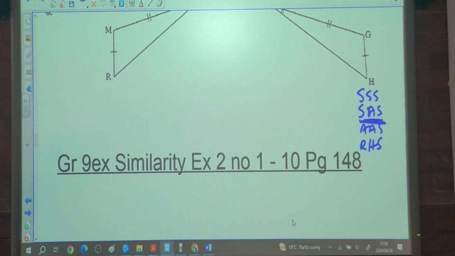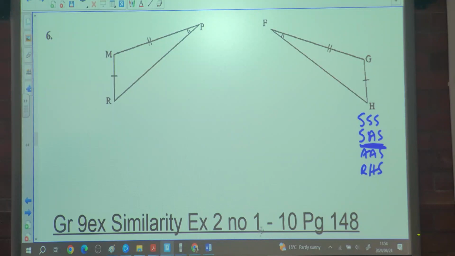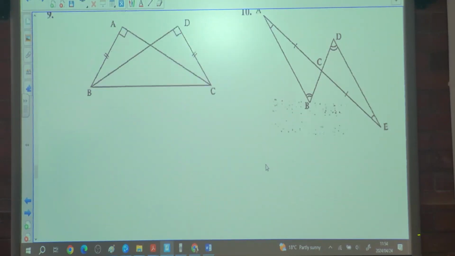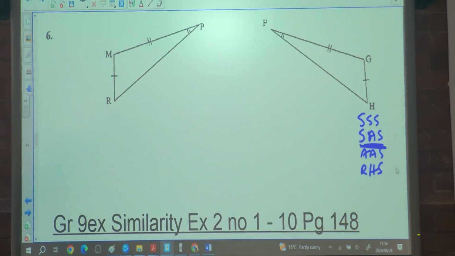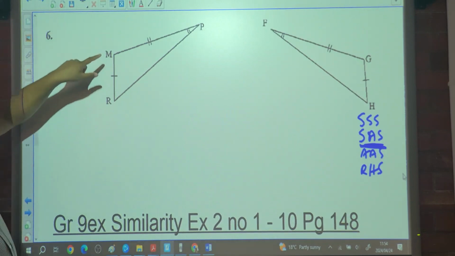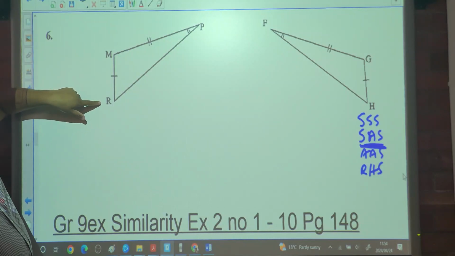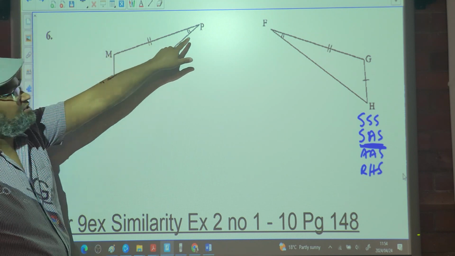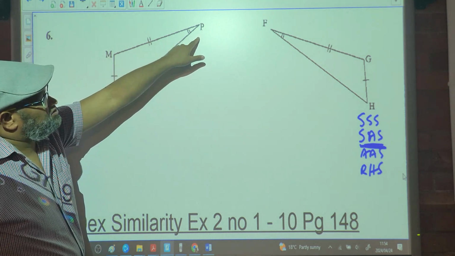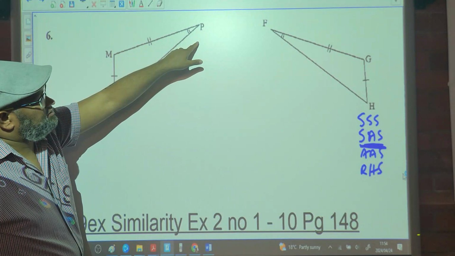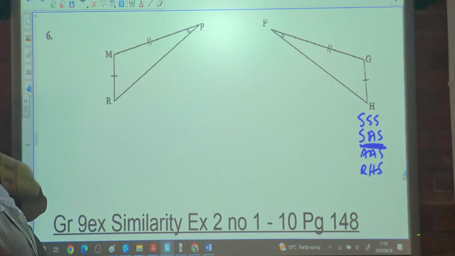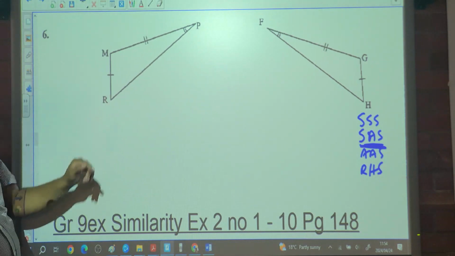Number 6. MR is equal to GH. MP is equal to FG, yes. Angle P is equal to? Are the two triangles congruent?